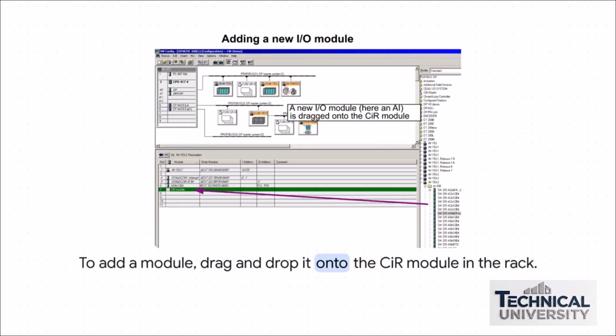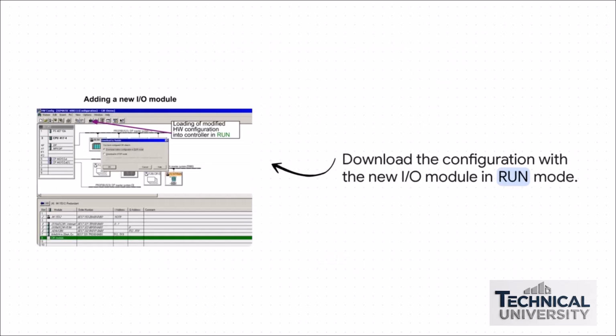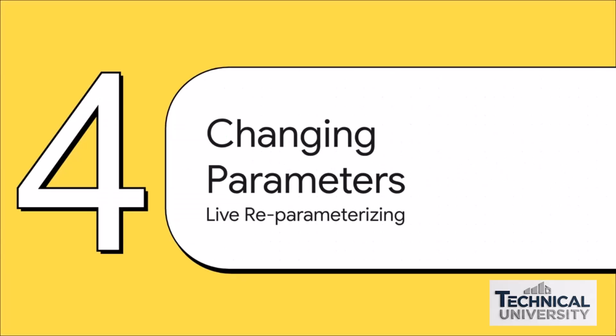The process is just as easy for adding a single I/O module. You just find the card you need in the catalog, in this case an analog input, and drag it onto the CIR module placeholder in that station's rack. And just like before, the final step is the download. After adding the new I/O card, you download the modified configuration. The system prompts for a run mode download, and once you confirm, that new I/O is integrated into the live process, just seamlessly.